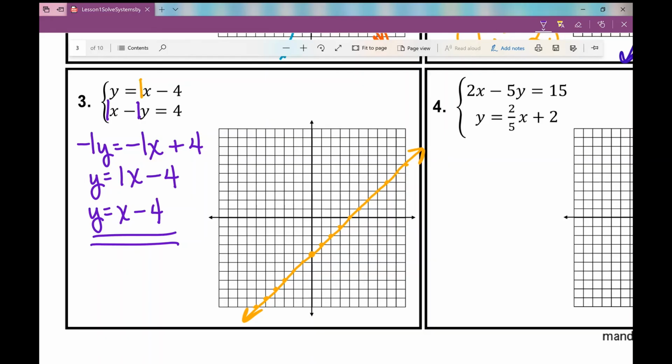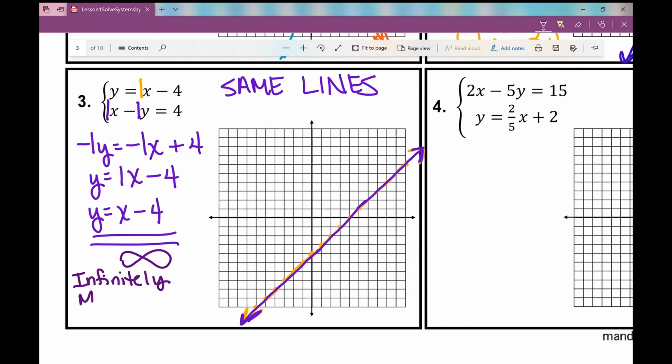Well, right here, what do you notice? It's the exact same line. It's this right here. So the solution to this system of inequalities would be what? If the solution is the point they share, well, they share all of their points. So I have infinitely many solutions. Let's move on to number 4.